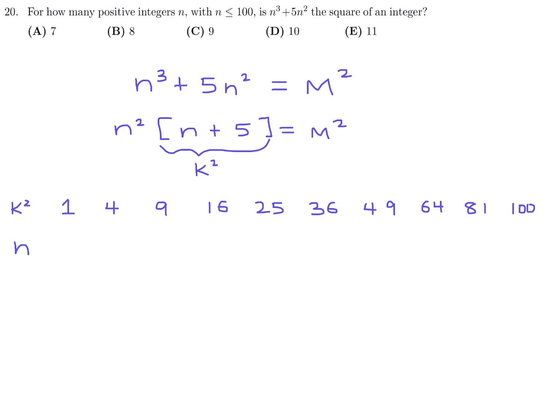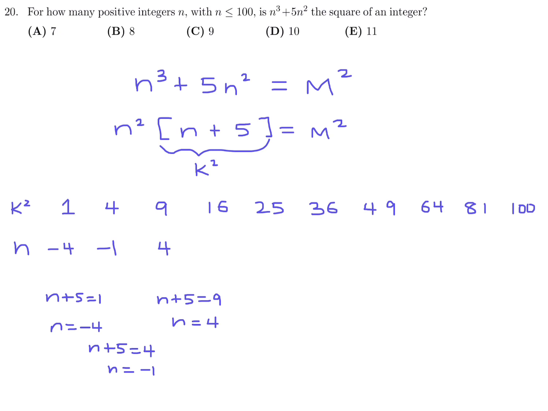Well, let's go through these. If n plus 5 is equal to 1, this guy, then that means n is negative 4. Well, that's no good because n has to be a positive integer. Okay, so that one's not going to work. How about this one? If n plus 5 is equal to 4, then n is equal to negative 1. Well, that's no good. Well, let's try this one. If n plus 5 is equal to 9, then that means n is equal to 4.